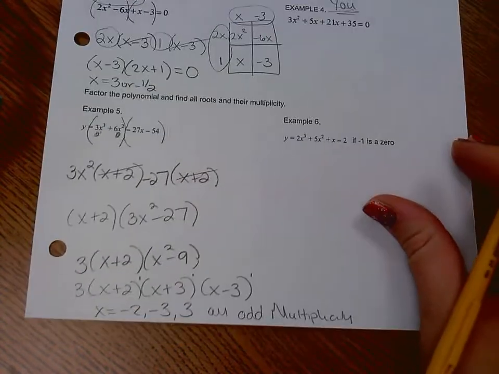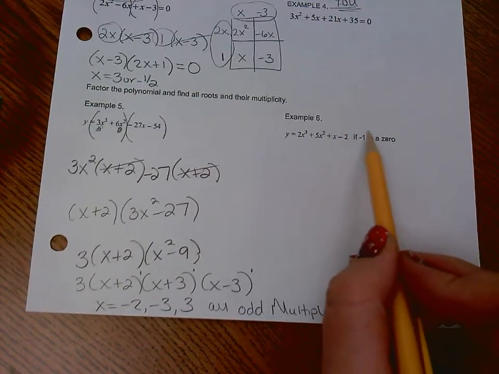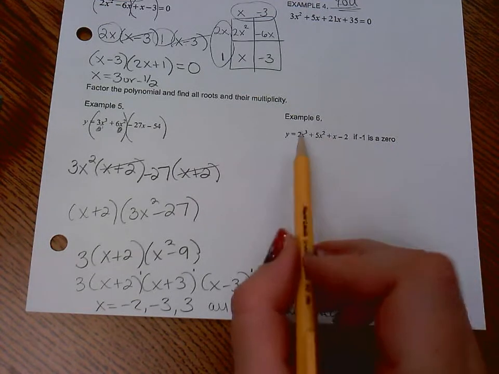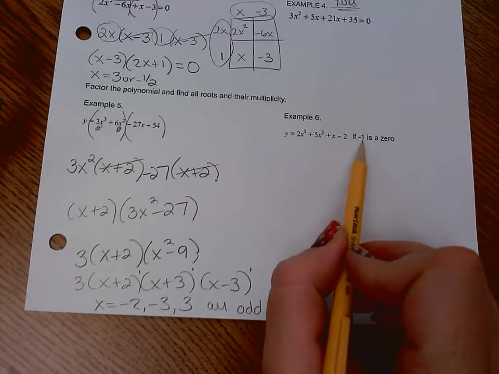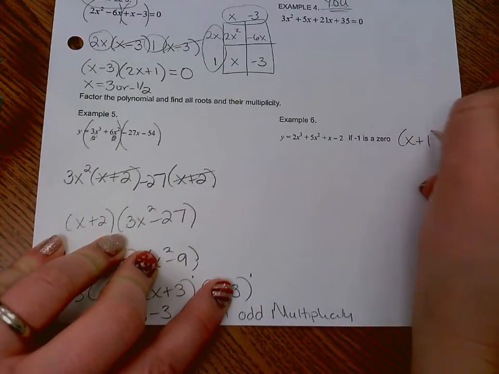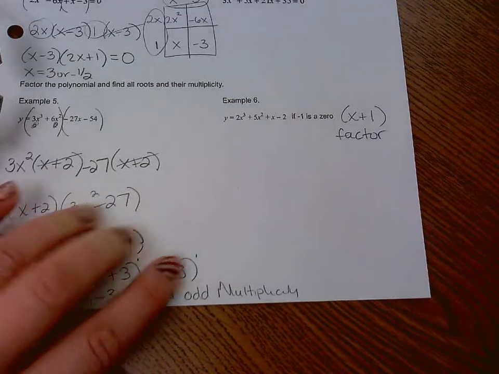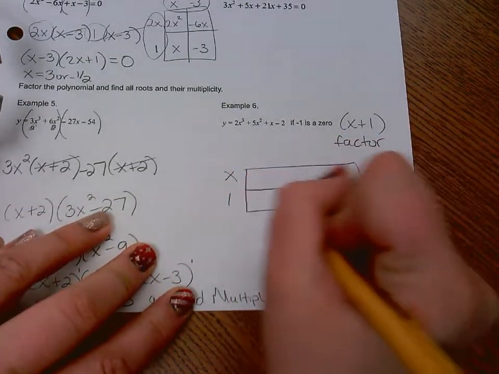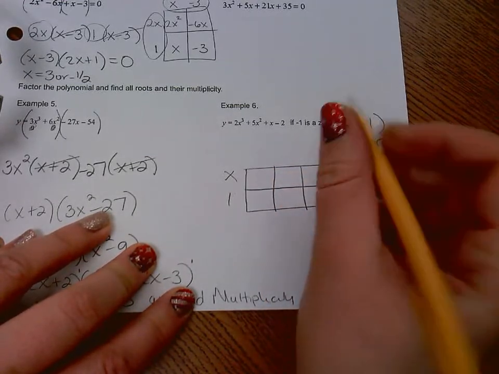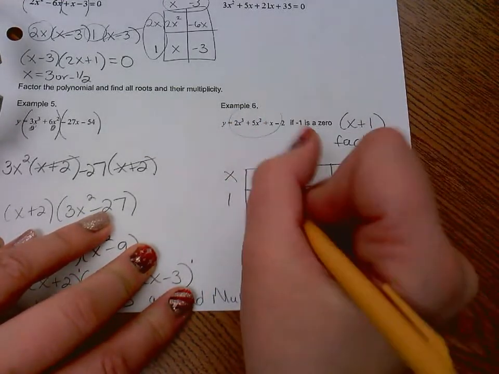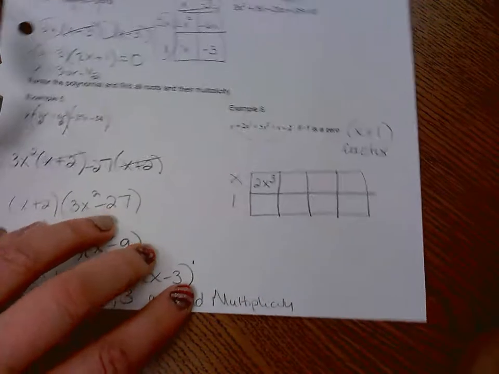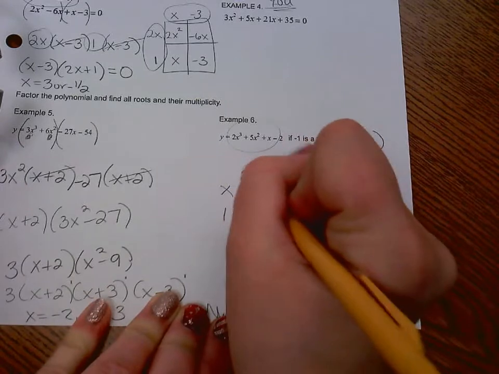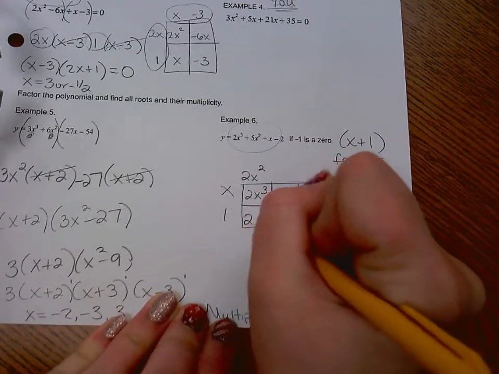In example 6, they gave me a hint that -1 is a 0, so I'm not sure if this is going to be factorable by grouping. I don't think it is. If -1 is a 0, that tells you that x plus 1 has to be a factor. So we're actually going to take x plus 1, and we're going to do some division here. So I'm taking this and dividing by x plus 1. So 2x cubed would go inside my box. So now what goes on top of the box? 2x squared, right? So 2x squared.